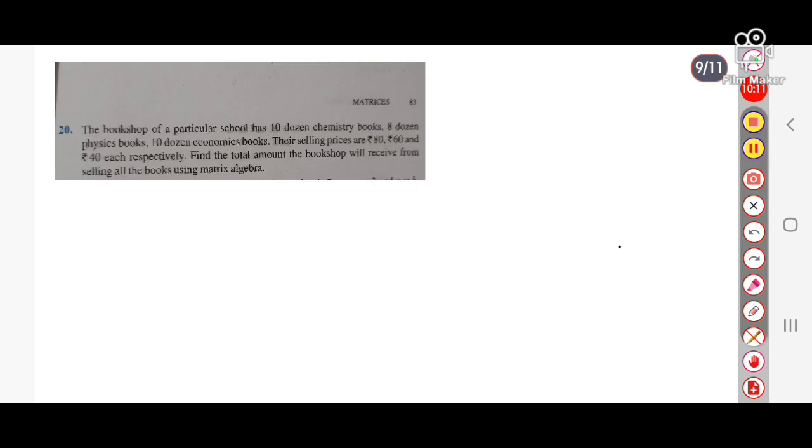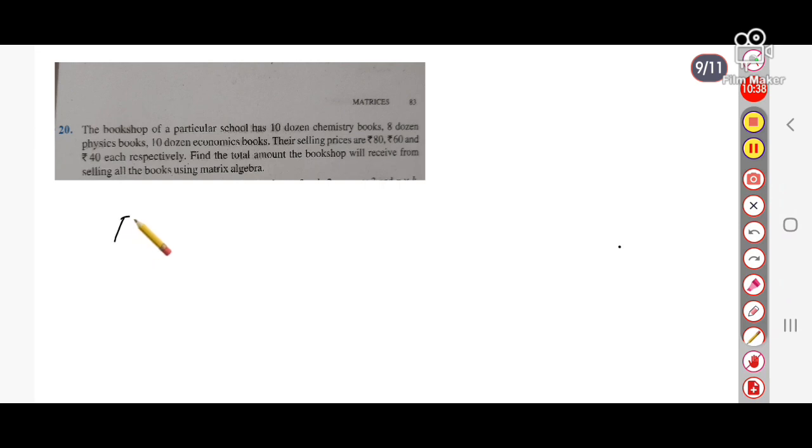The bookshop of a particular school has 10 dozen chemistry books, 8 dozen physics books, 10 dozen economics books. Their selling prices are 80, 60 and 40 each respectively. Find the total amount the bookshop will receive from selling all the books using matrix algebra. So we need to first represent this given data in a matrix form.